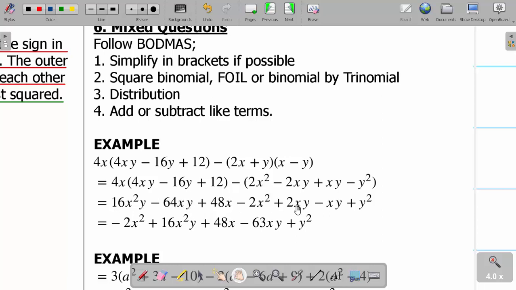Are we together? Another xy here. These are like terms, guys. You did not see them. We have this one here, another one here, and another one here. If you check, this is negative 64 plus 2, that gives us negative 62. Negative 62 minus 1 gives us negative 63, so we get negative 63xy here. What about the y squared? It doesn't have another like term, so we leave it the way it is. Hope we are together.